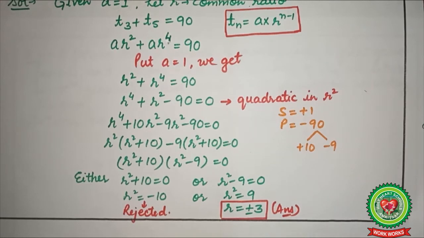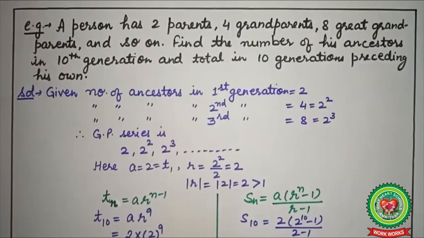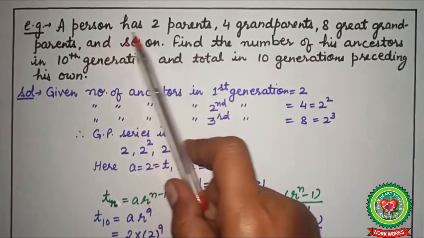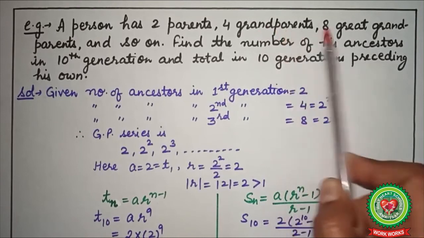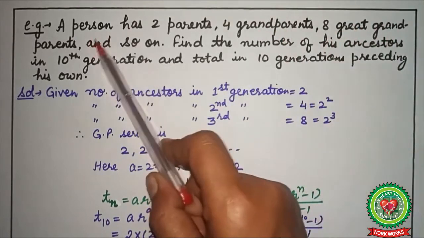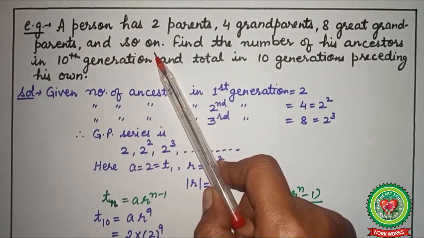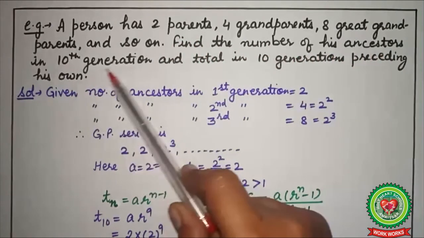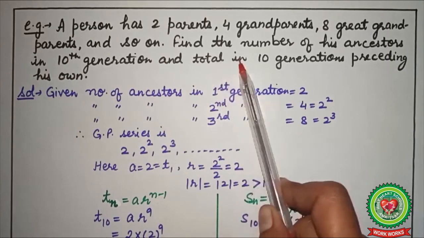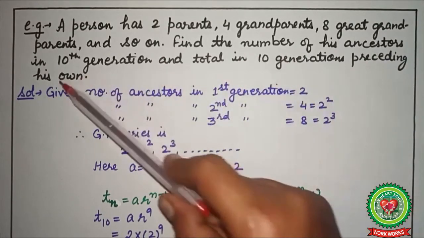Let's take one more example. A person has 2 parents, 4 grandparents, 8 great-grandparents and so on. Now, find the number of his ancestors in the 10th generation and the total in 10 generations preceding his own.